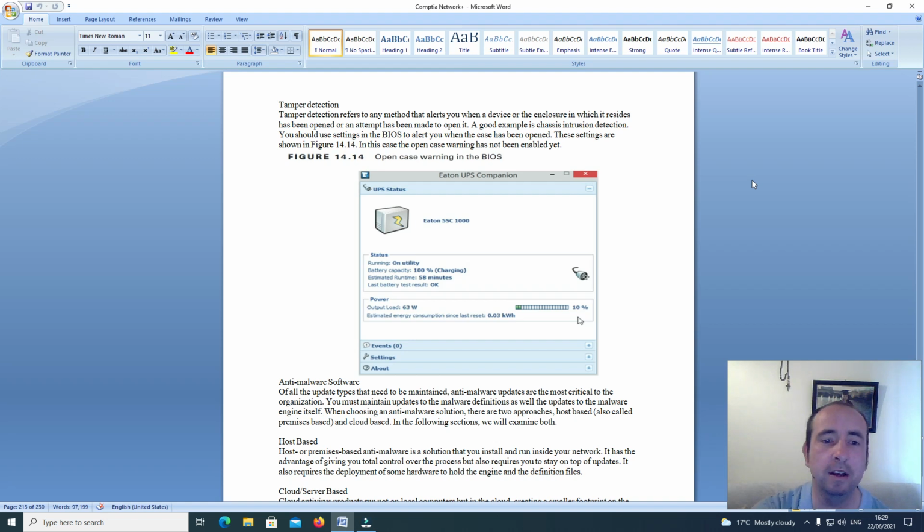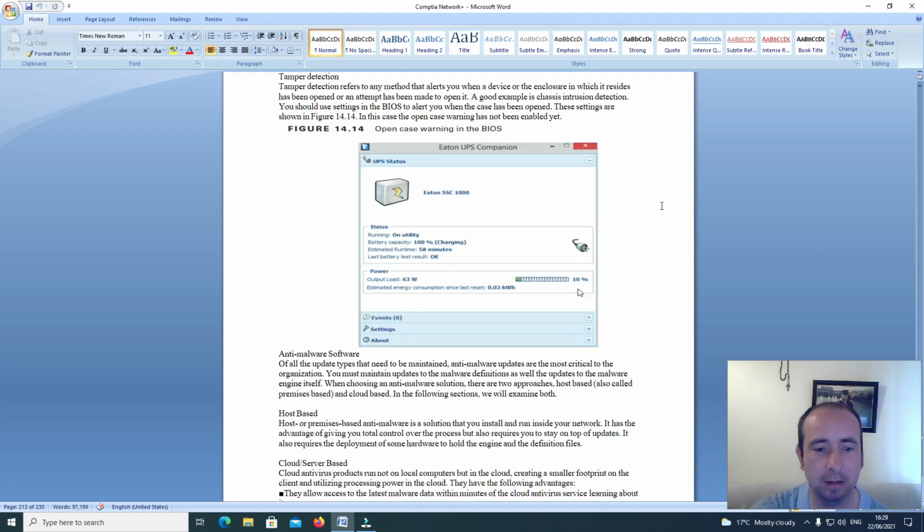Tamper detection. Tamper detection refers to any method that alerts you when a device or the enclosure in which it resides has been opened or an attempt has been made to open it. A good example is chassis intrusion detection. You should use settings in the BIOS to alert you when the case has been opened. These settings are shown in figure 14.14. In this case, the open case warning has not been enabled yet.